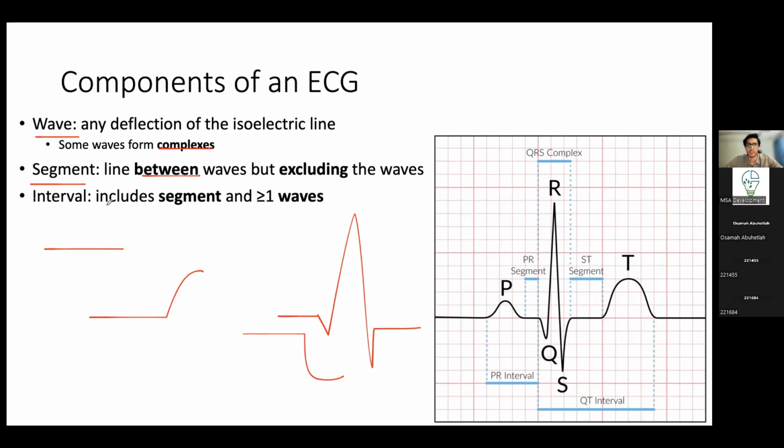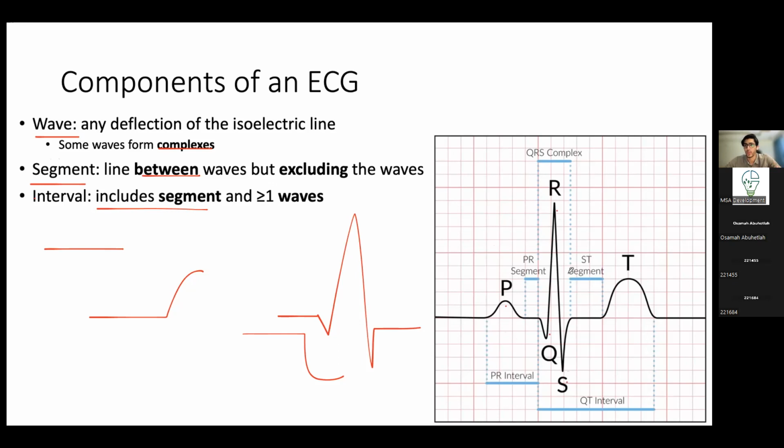An interval includes a segment. All right, so the segment has the same definition as earlier, and then it includes one or more waves. All right. Let's take some examples here. So we have, let's say, the P wave, the Q wave, the R wave, the S wave, the T wave.